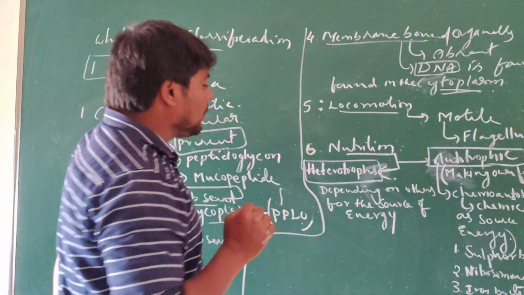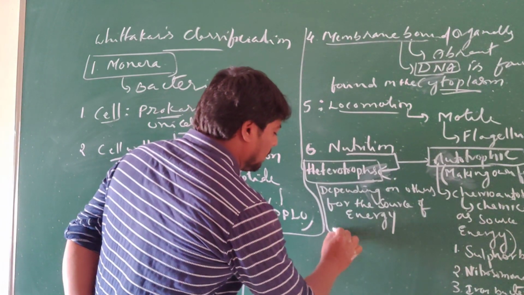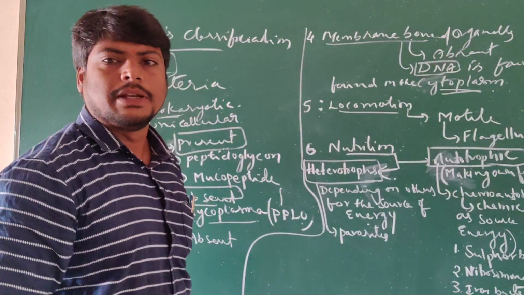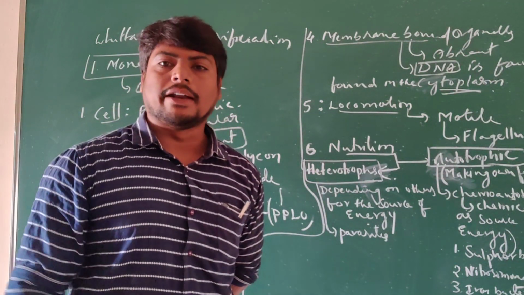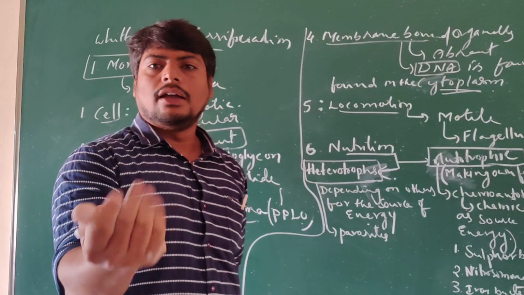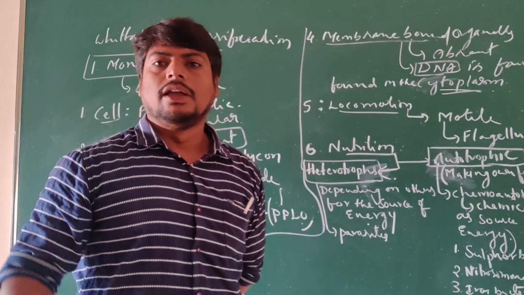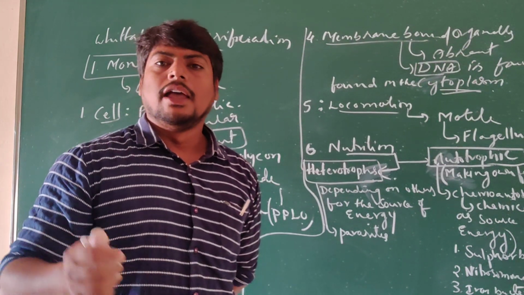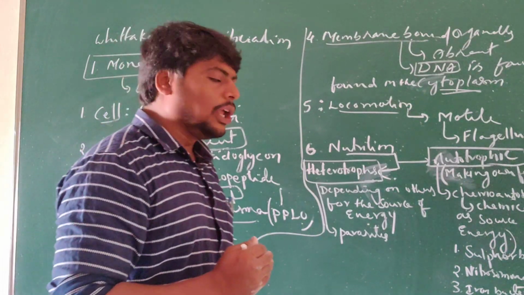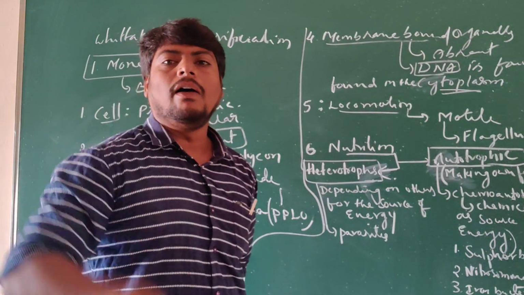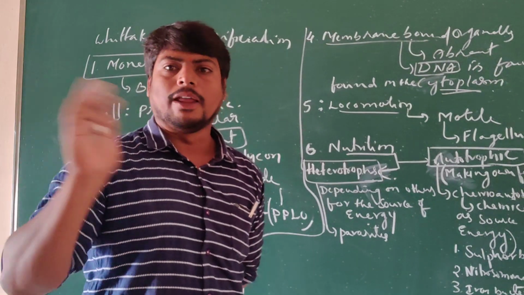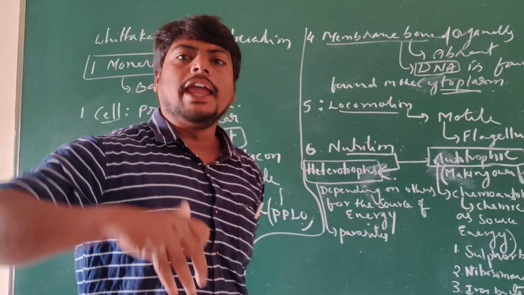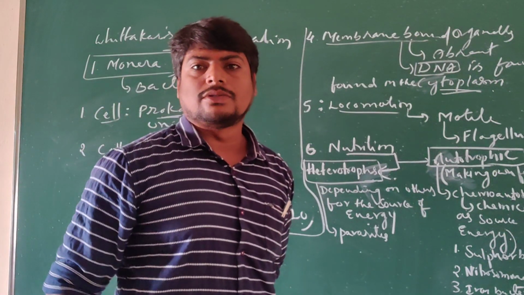Under heterotrophic mode of nutrition, they can be parasites. Parasites means they are dependent; they are living in other organisms. For example, in our body, bacteria are found in the digestive system, which are useful for us. These bacteria obtain nutrients by living in the bodies of other organisms. That type of nutrition is called parasitic, living in other organisms to obtain their source of energy.